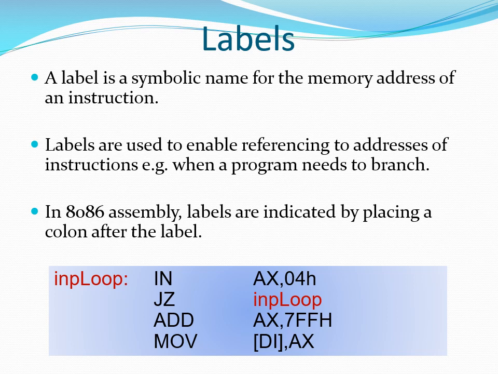Let's look at the program. The first instruction is labeled. The label is NP loop, and that NP loop is the symbolic name for the address at which the instruction starts. And this first instruction reads port 04H into the accumulator.